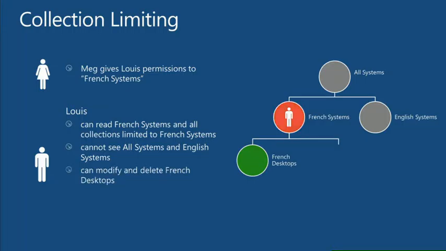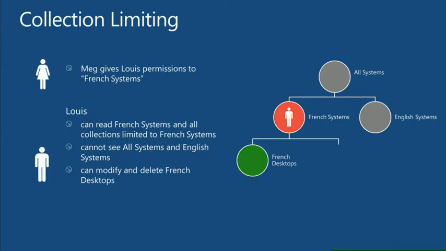Additionally, if we want, we could set modify and delete on the French desktops. So you wouldn't be able to see English systems, then he can go and modify and delete the French desktops, but he's actually restricted at the French systems level. Since Meg is the authoritative owner of that, and she's the one with the control on it to modify the query, he won't be able to change anything on that level.